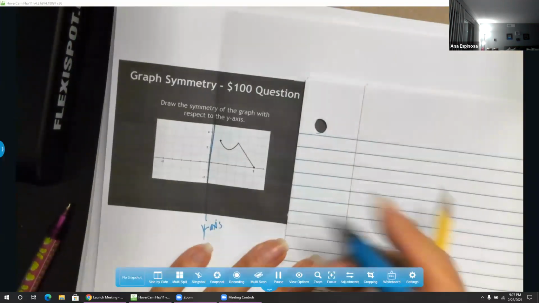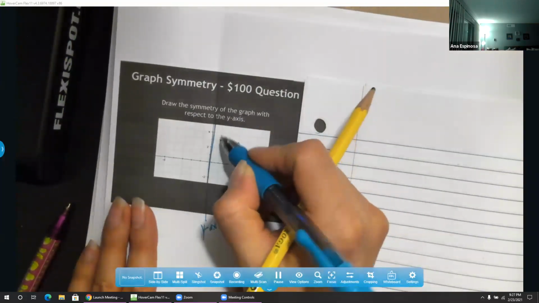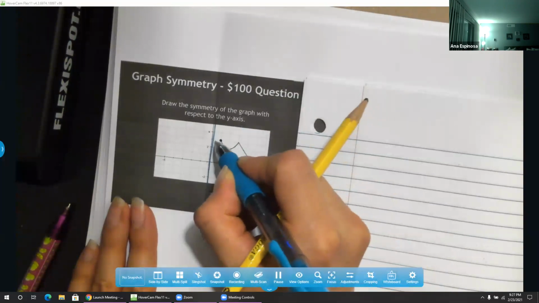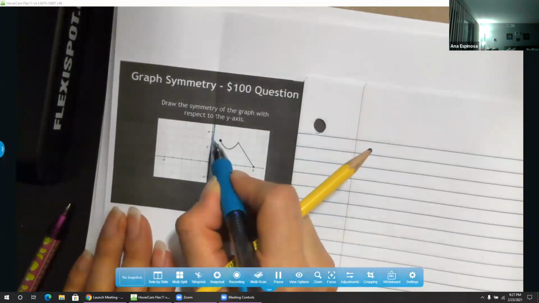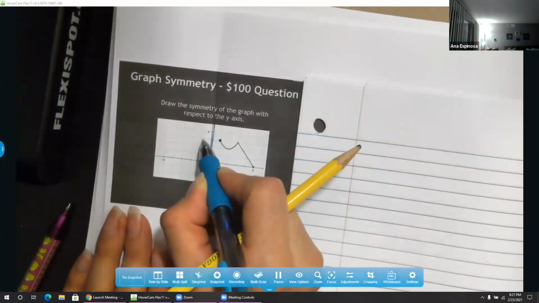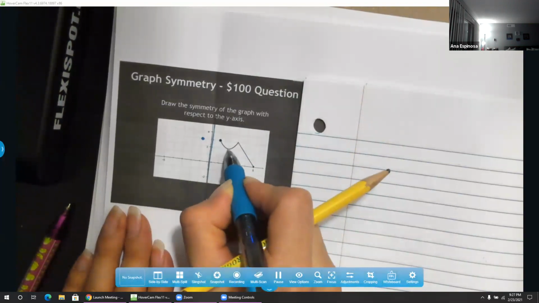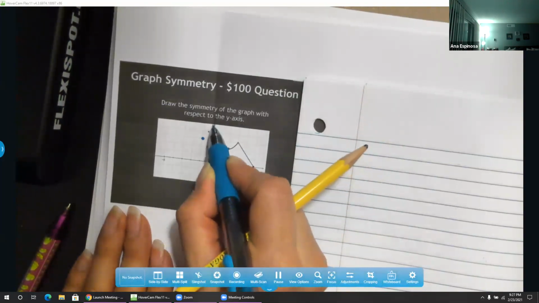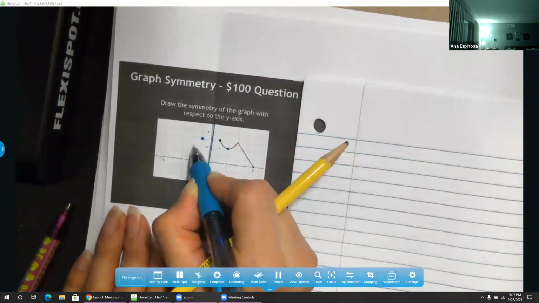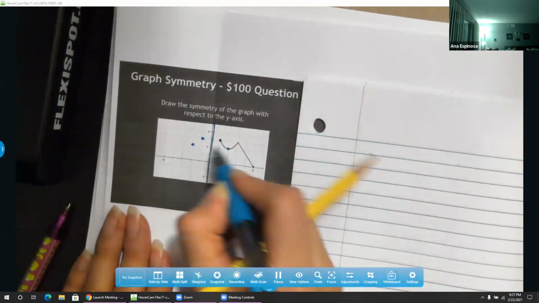If you were to reflect it, this dot would go exactly the same. So you just look at the distance. It's 1 unit away this way, so that would go here. This dot over here is 2 units away from the y-axis, so you go 2 units this way, and that would be here.